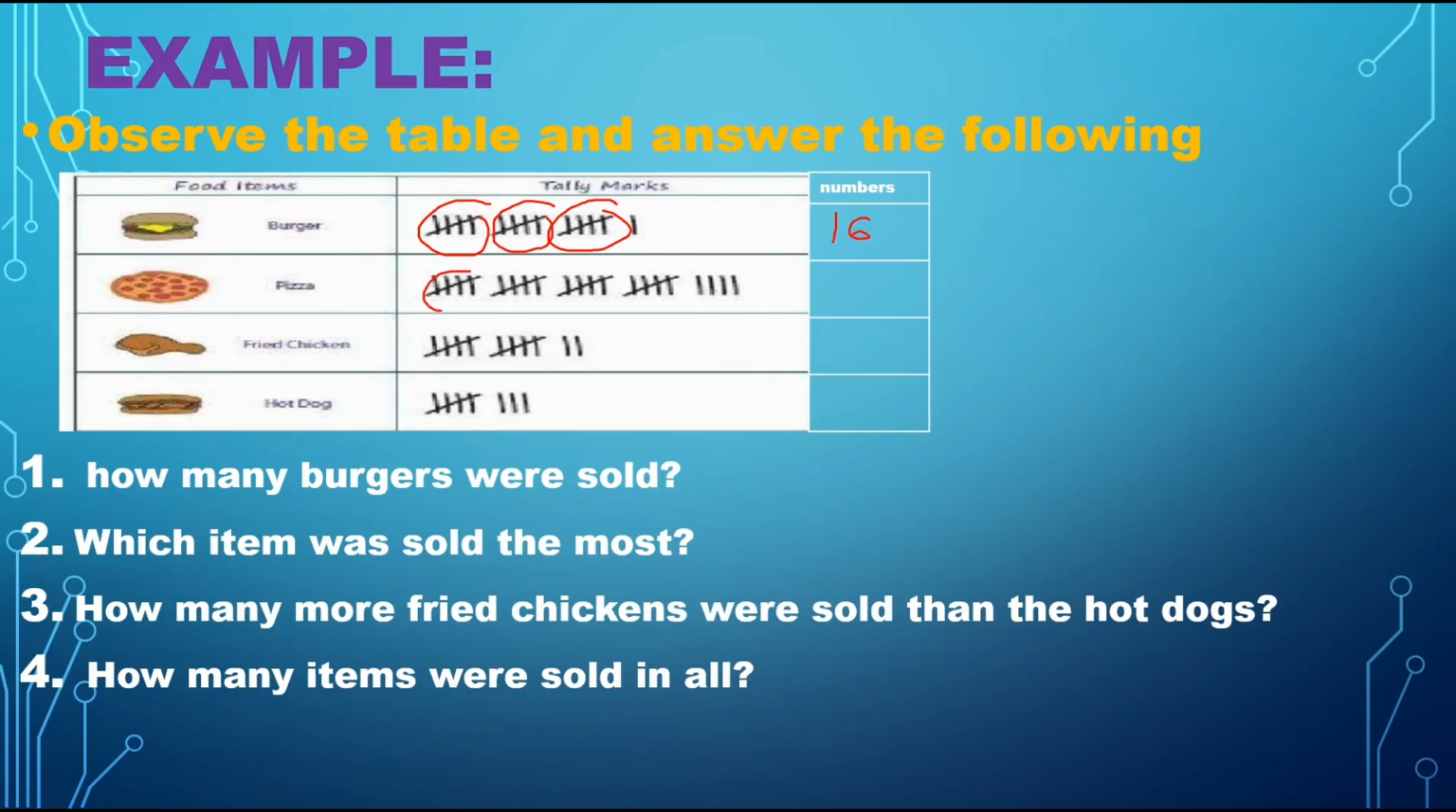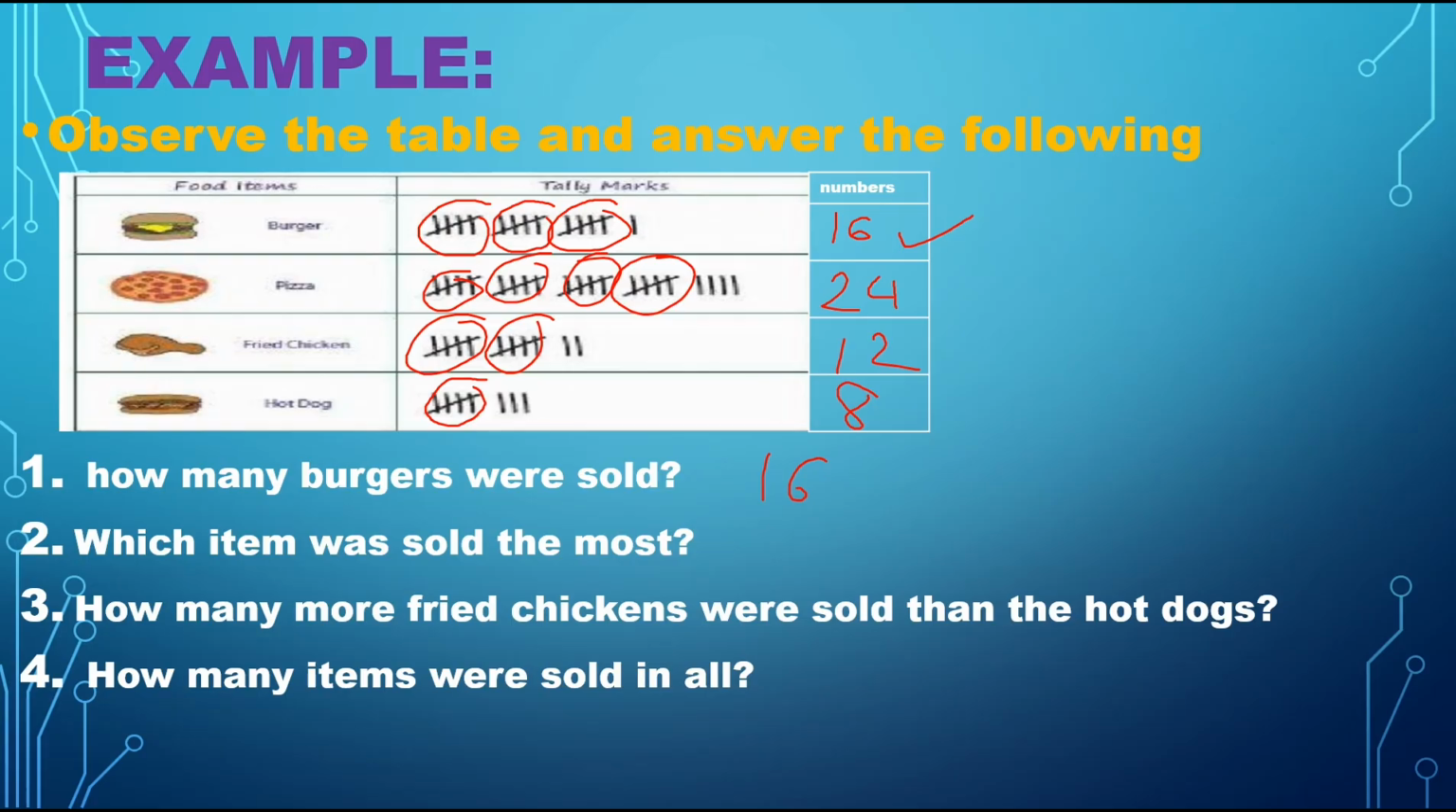Pizza, this will be 5, 10, 15, 20 and 4. So 24. This is 5, 10 and plus 2, 12. Okay. And here 5 plus 3, 8. Now we can solve the problems. First question is how many burgers were sold? So how many burgers were sold? 16. So we can write answer 16.